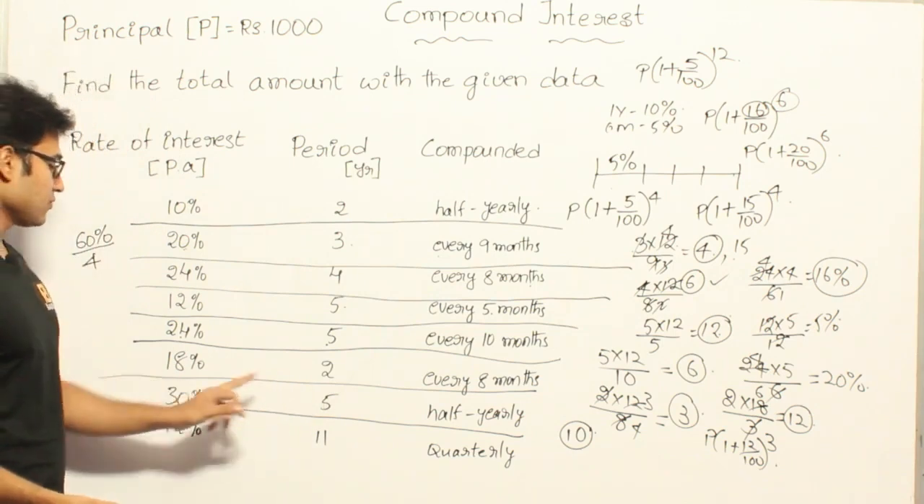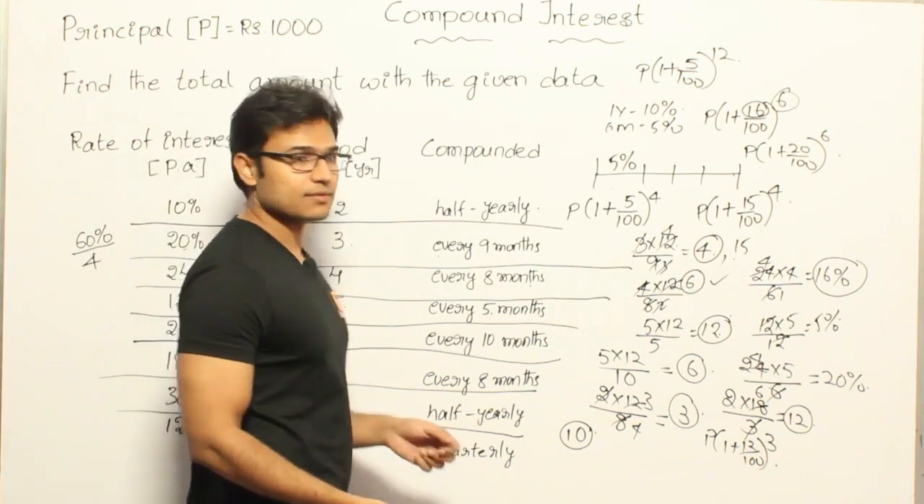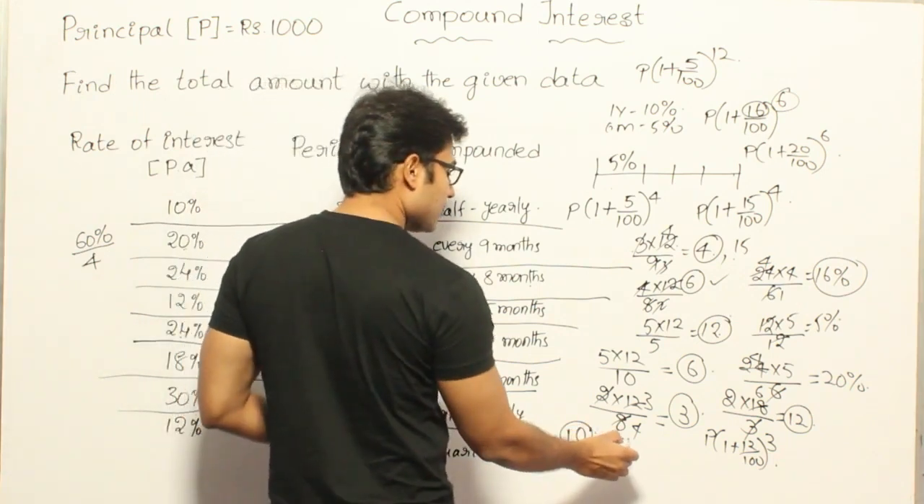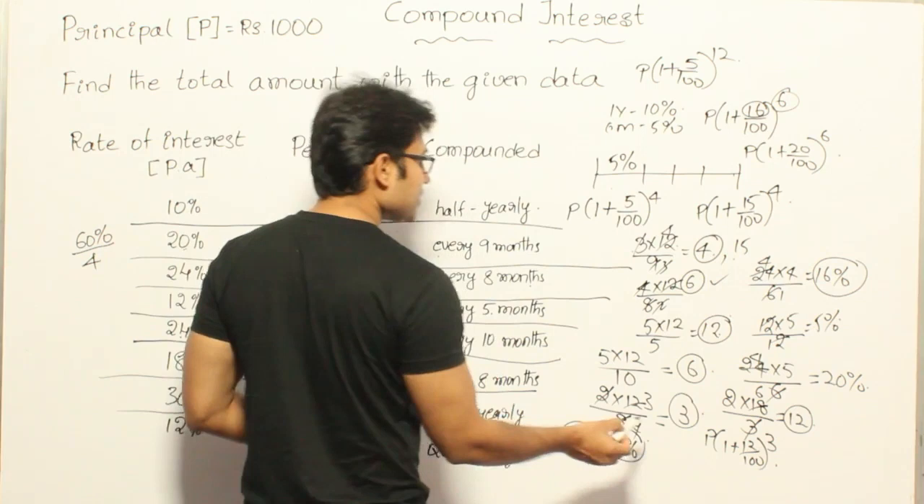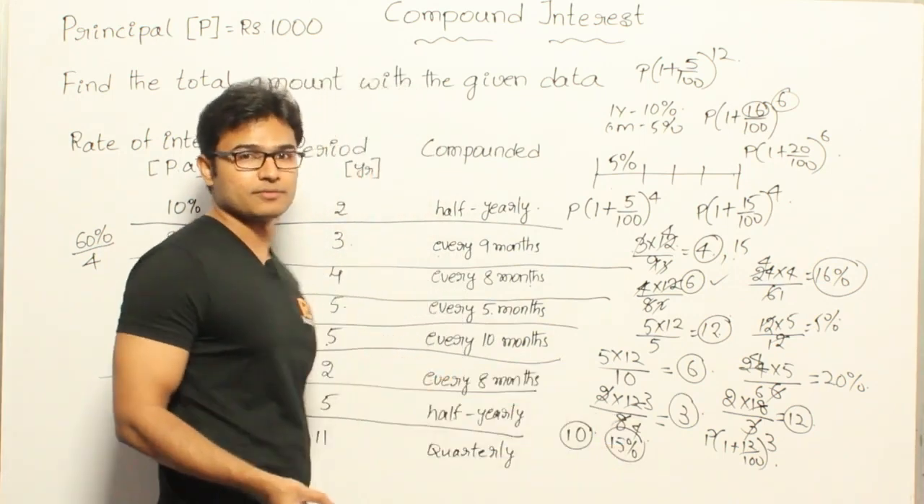So total interest is 5 into 30. Therefore 5 into 30 by 10 is 15. So 15% is the interest per slot. So what is the answer? P into 1 plus 15 by 100 whole power 10.